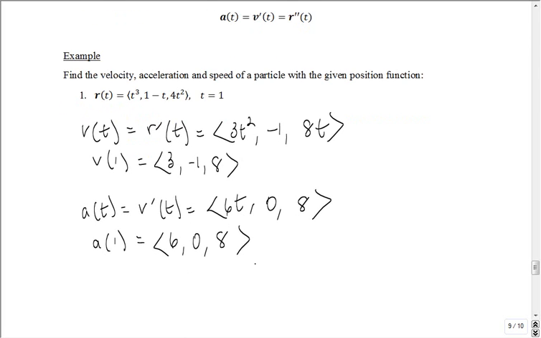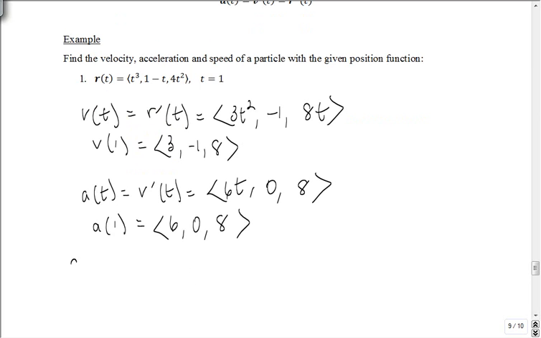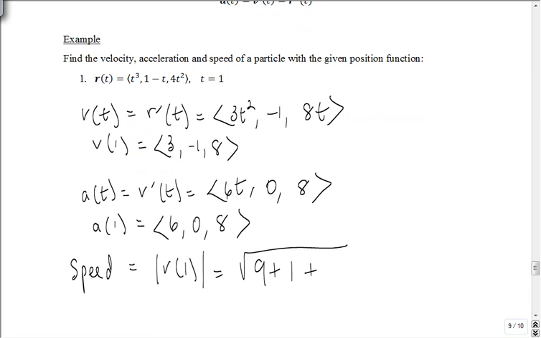And then finally, the speed is just the length of v of 1, which is the square root of 9 plus 1 plus 64, which is square root 74. Okay? So that's that question.